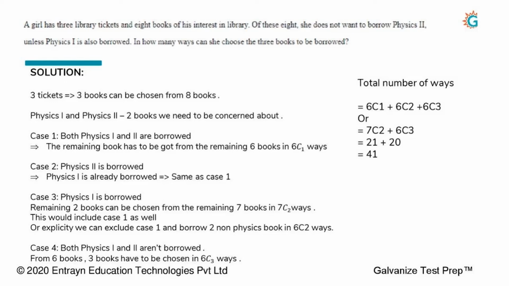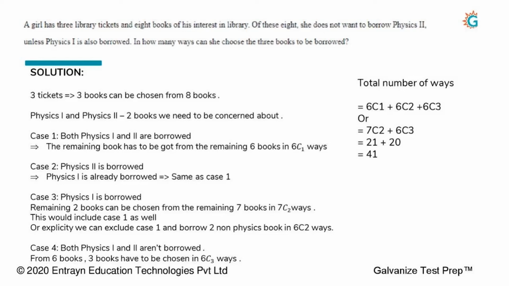So I'm going to consider several cases here. Case 1 would be both Physics 1 and 2 are borrowed. So the remaining 3rd book, she has to pick from the remaining 6 books. That is done in 6C1 ways. Got it? Case 2, Physics 2 is borrowed. The question says she does not want to borrow Physics 2 unless Physics 1 is also borrowed, which means if she has borrowed Physics 2, it means Physics 1 is also borrowed. So this is the same as case 1.